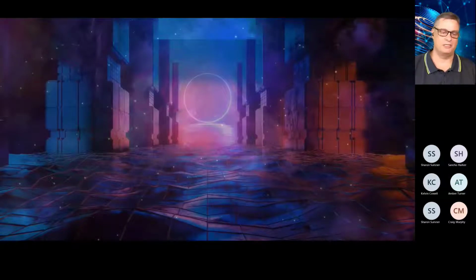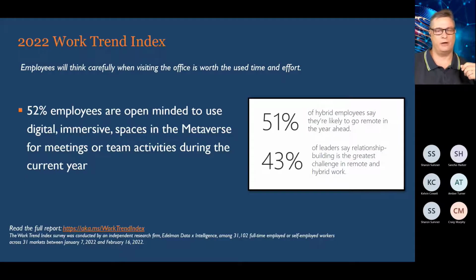But in the business sense, of course, it's about connecting the physical world to the digital one. And that's the key thing. And one of the metrics here about why the metaverse is really important.